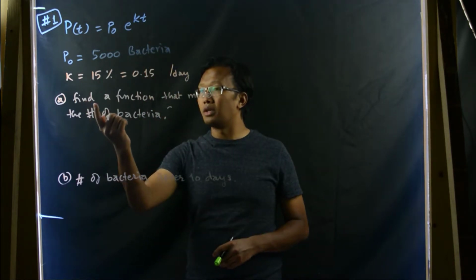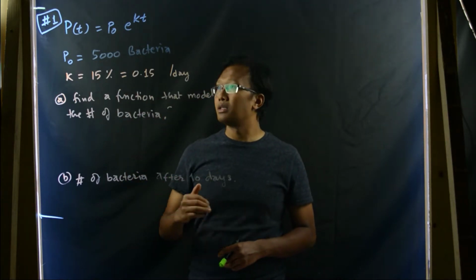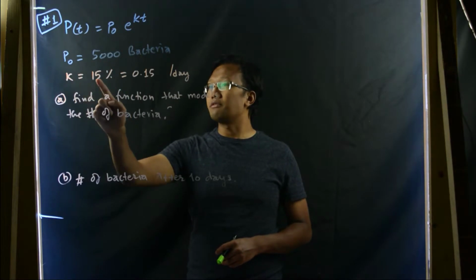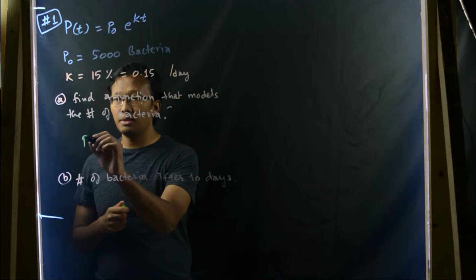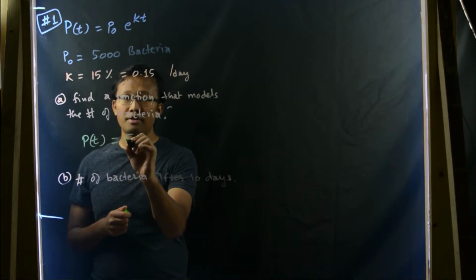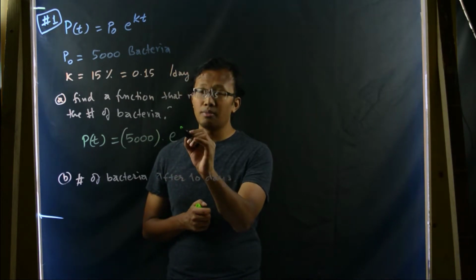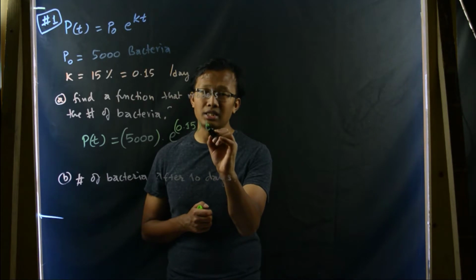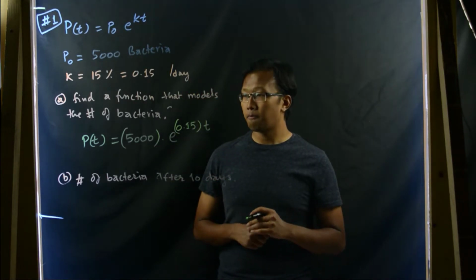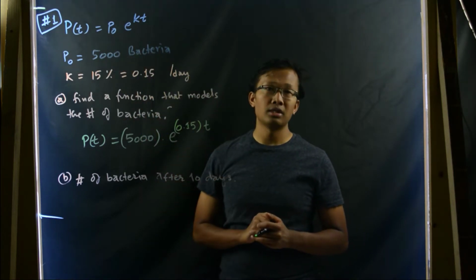So let's go for finding the function that models the number of bacteria. P0 is 5,000, k is 15%, which is 0.15. So that means our function would be P(t) = 5,000, that's the initial value, times e to the power 0.15 times t. t is the number of days. So that's the function which models this entire growth situation of bacteria.